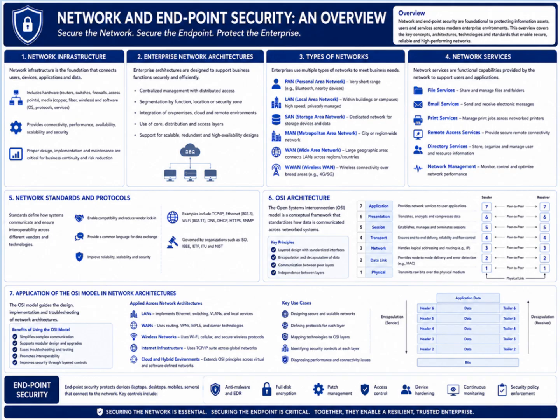Endpoints include laptops, desktops, servers, tablets, and mobile devices connected to the network. Key controls include anti-malware solutions, endpoint detection and response technologies, encryption, patch management, access control, device hardening, continuous monitoring, and policy enforcement. The overall message is that network security and endpoint security must work together. A secure network without secure endpoints still creates risk, and secure devices connected to an insecure network remain vulnerable. Together, layered network and endpoint controls help organizations build resilient, trusted, and secure enterprise environments.